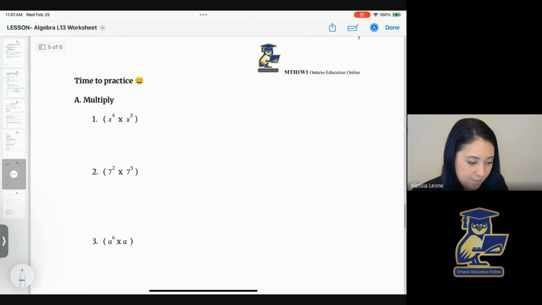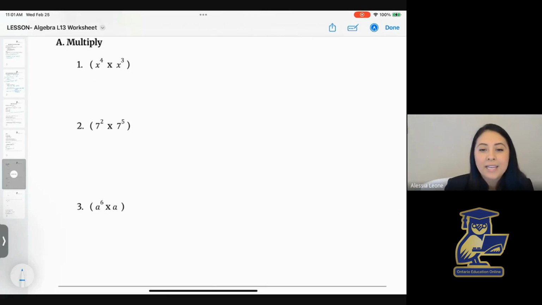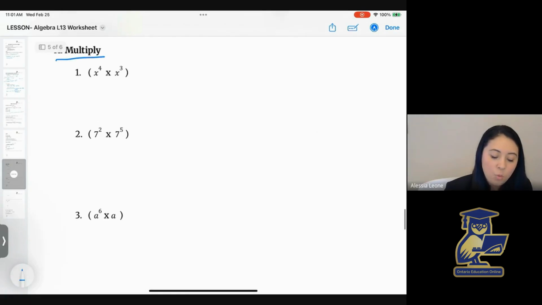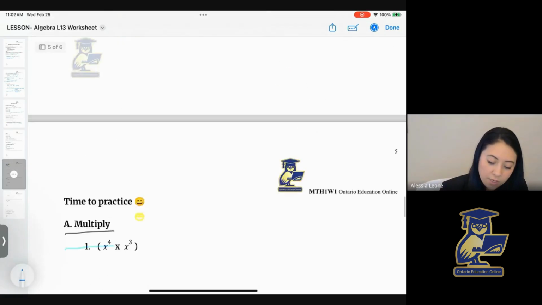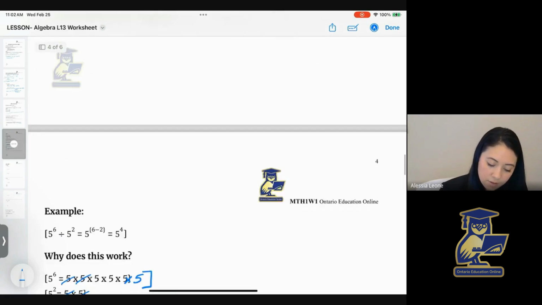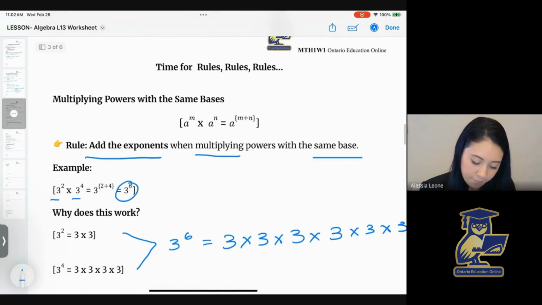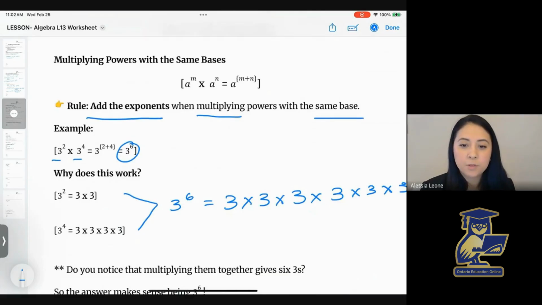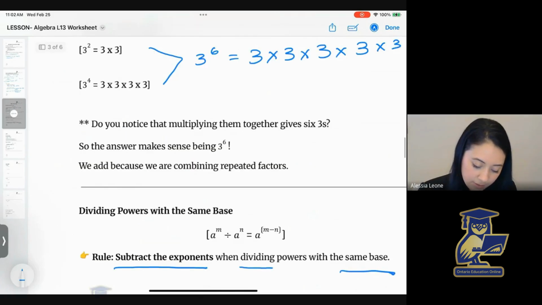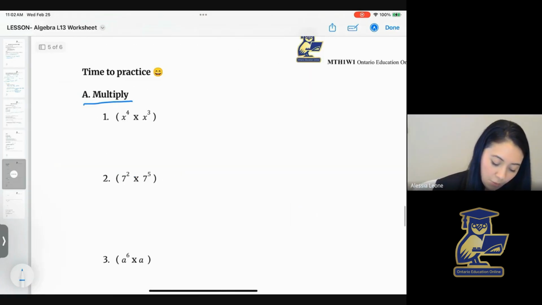Let's practice. So the first one there, it's asking us to multiply. When we think back to our exponent rules, we have to think about what was our rule for multiplication. We can even just go back and look. Multiplication. Here we are. Multiplying powers with the same base. Okay, we think addition. Addition of exponents. So here we have x to the power of 4 times x to the power of 3. Let's add that.